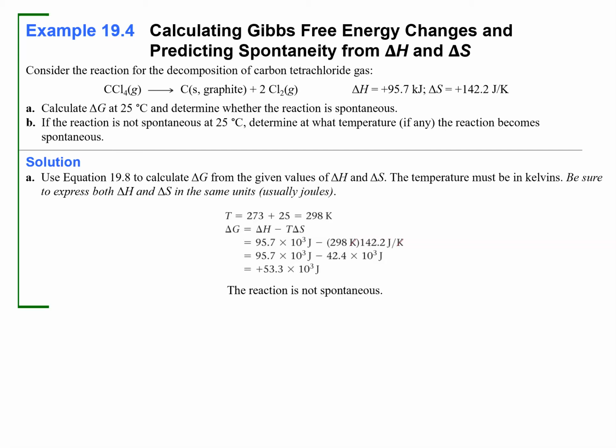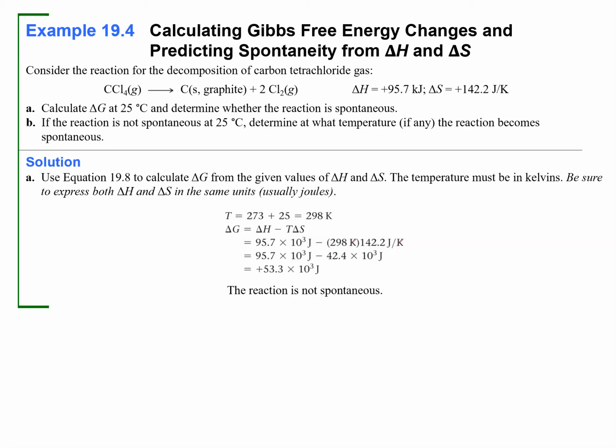So for part A, we're just going to plug in. Well, first we should probably convert our temperature to Kelvin. It's 25 degrees Celsius, so it's going to be 298 degrees Kelvin. And then we're going to substitute everything in. We don't have to rearrange because delta G equals delta H minus T delta S. And remember, because we're subtracting these, we have to have the kilojoules become joules, or the joules become kilojoules. It's just easy to make kilojoules joules.